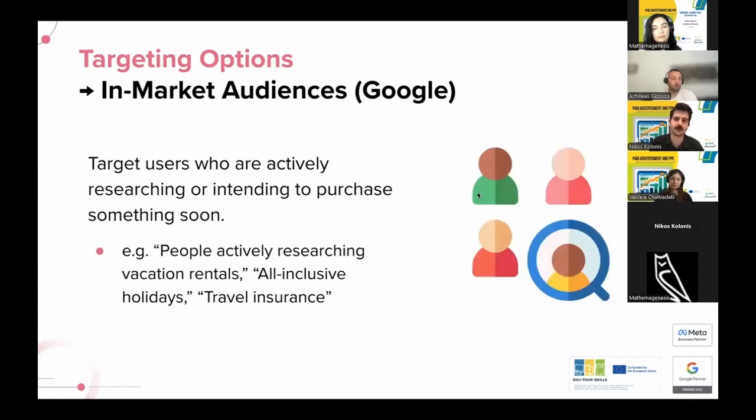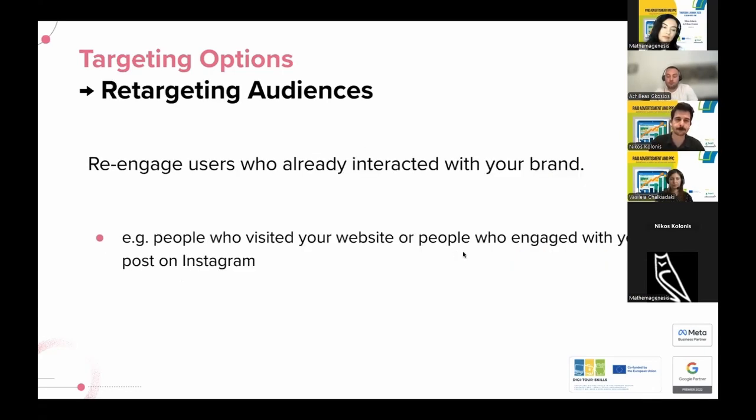Another option that is only available in Google Ads is to target in-market audiences. These are people that are actively looking to buy something, to purchase a specific service or something like that. It might be people actively researching vacation rentals or searching for a hotel to book in a specific area. You only target those people.